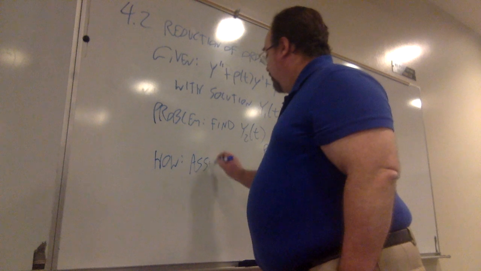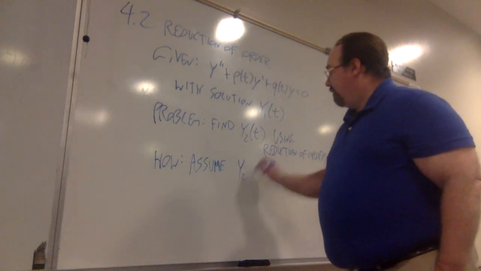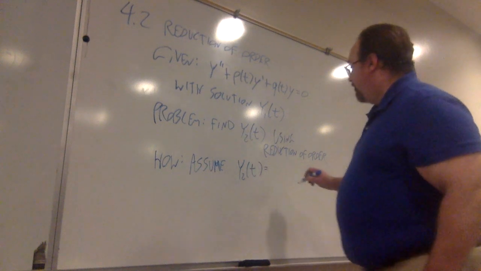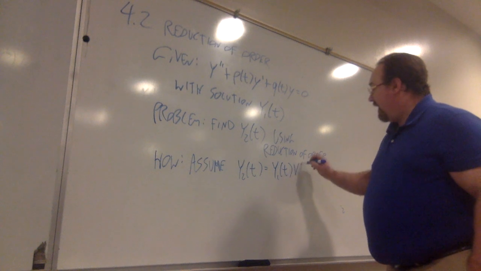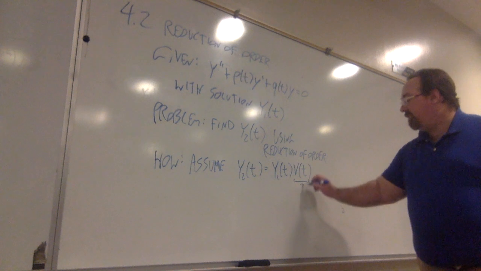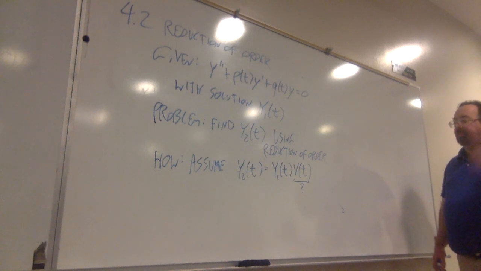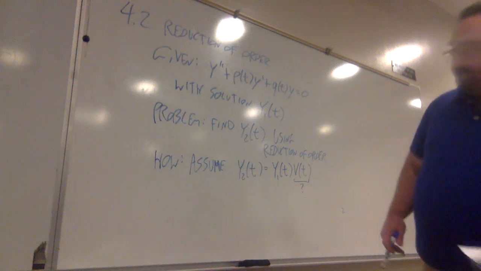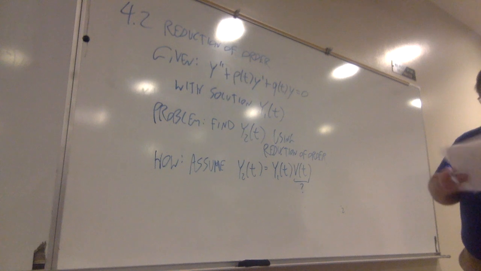You assume a certain form for y2. You assume that y2 of t is equal to your previous, known solution, y1 of t, times some unknown function I'll call v of t. So really what you do is you find v, and then once you have that, you multiply by y1 to get y2.